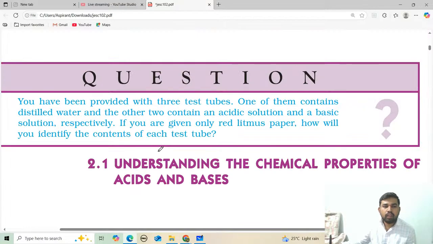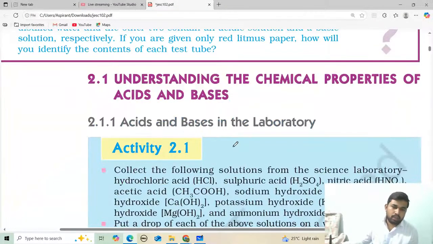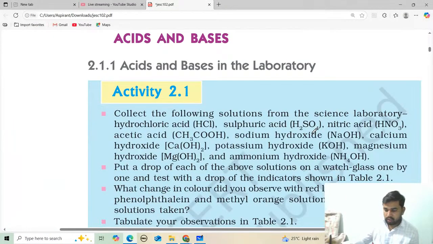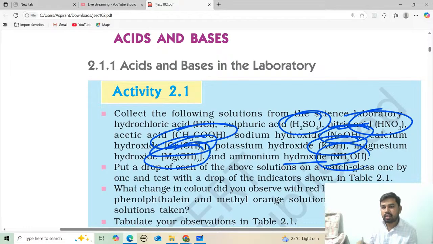After that, they have given a question here, an understanding question. Let us discuss. Okay, so acids and bases. These are the acids here: sulfuric acid, nitric acid, and you should know the acetic acid formula. Sodium hydroxide is a base, calcium hydroxide is a base, potassium hydroxide formula is KOH, magnesium hydroxide is Mg(OH)2, and ammonium hydroxide is NH4OH.